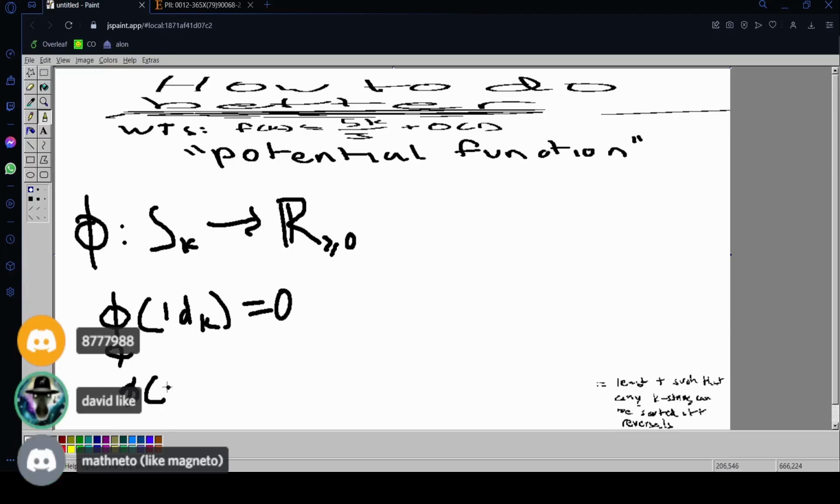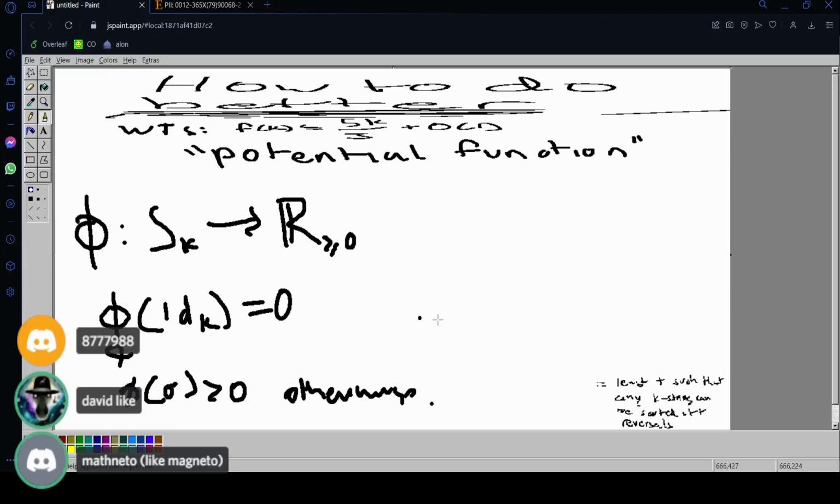Phi of the string is otherwise greater than 0. So basically, first off, what this tells us is we want to eventually reach 0. Sorting is equivalent to now attaining the value 0.